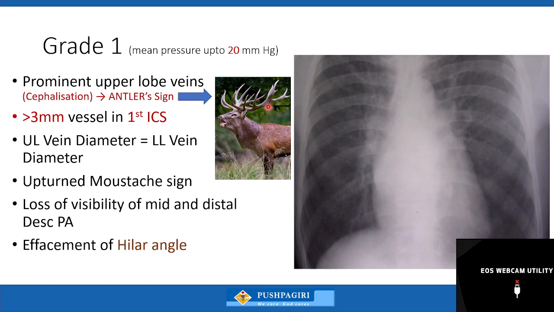Here what happens is, this is the reverse mustache sign. Normally the mustache is like this. Normally your vascularity is coming down. The right upper pulmonary vein and left upper pulmonary vein are the same. It is the antlers horn sign, or the reverse mustache sign.